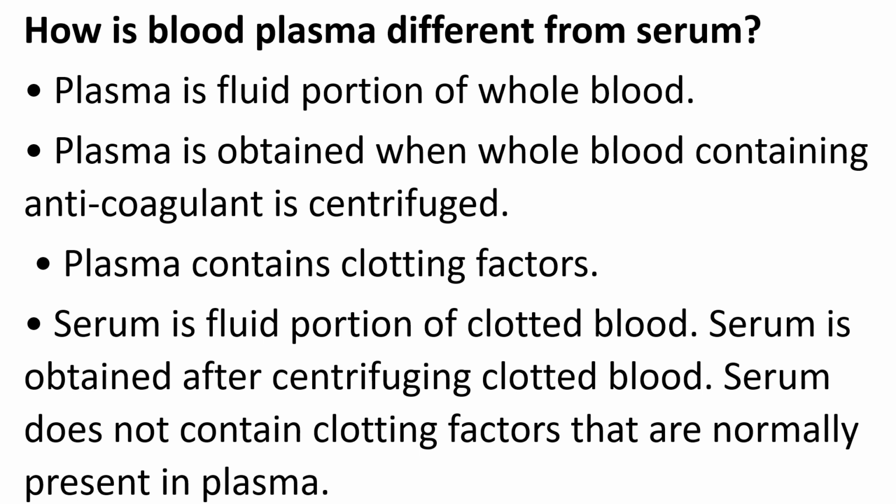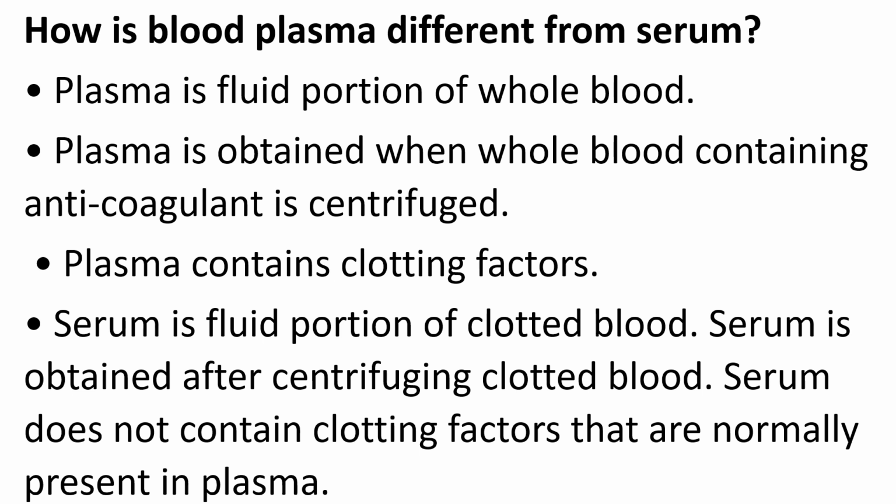Sometimes when we talk about the investigations, we use the words blood glucose, plasma proteins, serum creatinine. So you should be able to understand the difference between blood, plasma and serum. Plasma is the fluid portion of the blood in which the formed elements are suspended, and we obtain plasma when the whole blood containing anticoagulant is centrifuged. So the supernatant of that centrifuged fluid is plasma, and the formed elements settle at the bottom.